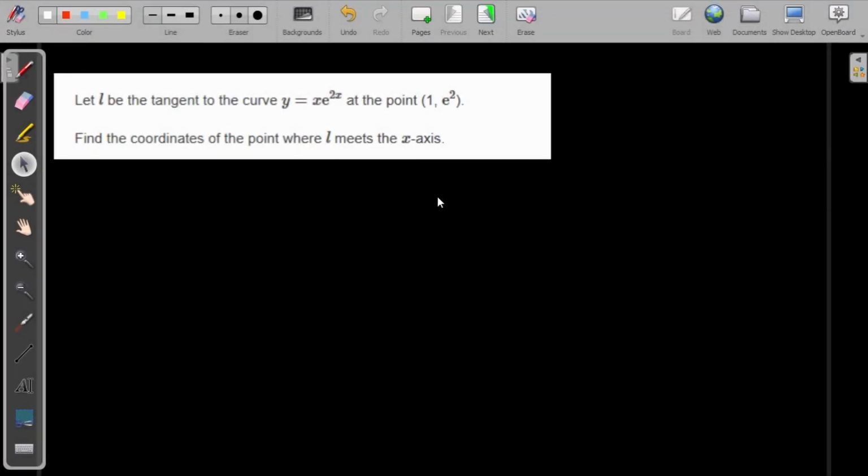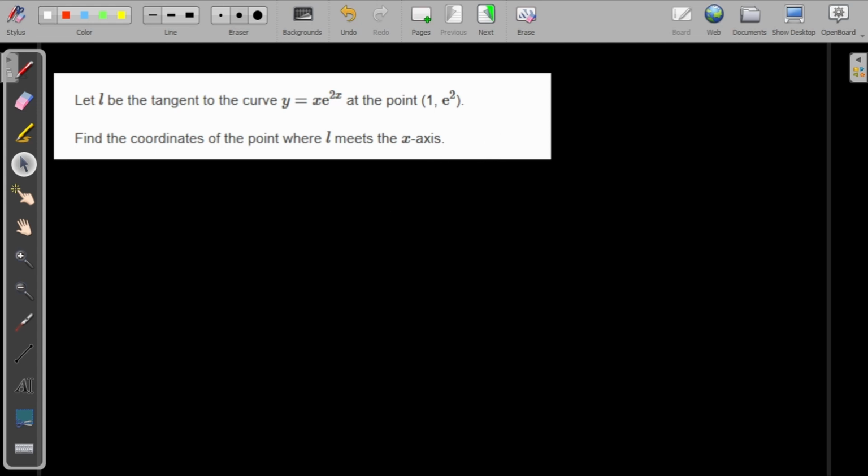Hello, this is an IB question, but it's a question that many of the IB questions follow the same pattern. So let's see them, because this is a whole cluster of exercises which have more or less the same way of solving them. Let's see the problem. It says: let L be the tangent to the curve at the point (1, e squared). Find the coordinates of the point where L meets the x-axis.